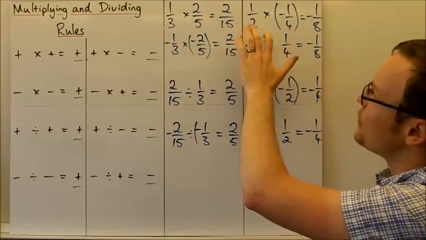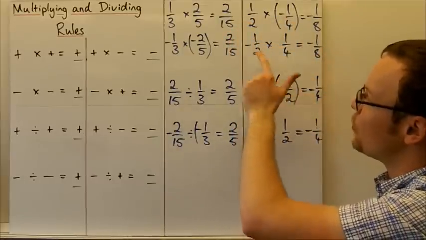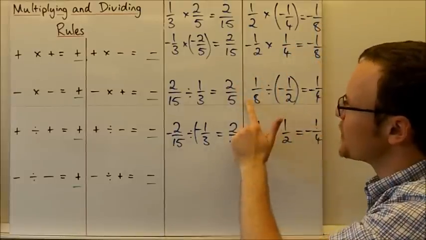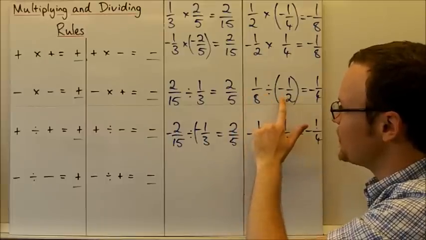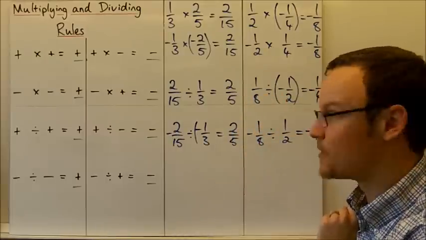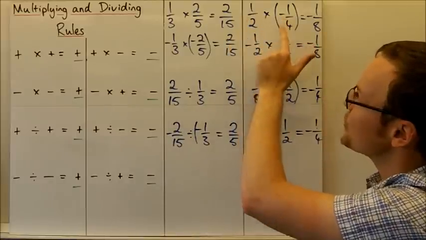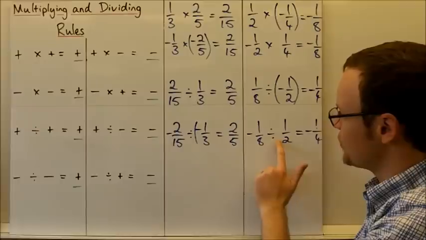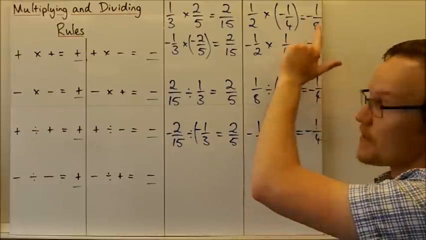Here, if we do have a positive times a negative, or a negative times a positive, the answer is negative. And here, if we have a positive divided by a negative, and a negative divided by a positive, we get negatives as well. So here, the signs are different, signs are different, signs are different, signs are different. They're all negatives.